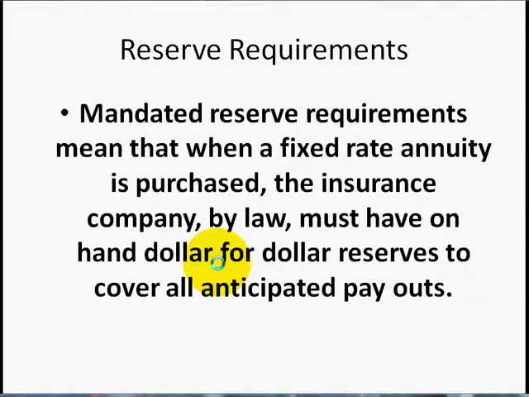Just to point out also that these are A-rated companies we use, and they have mandatory reserve requirements, which mean that when a fixed annuity is purchased, the insurance company by law must have on hand dollar for dollar reserves to cover all anticipated payouts. So there's plenty of reserves in these companies to pay out all of their liabilities.